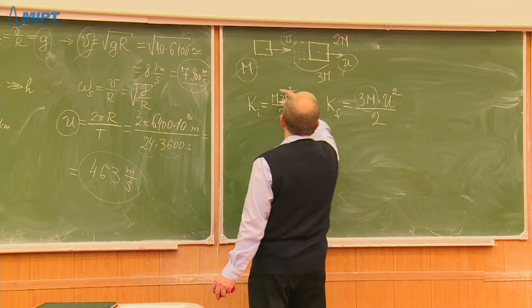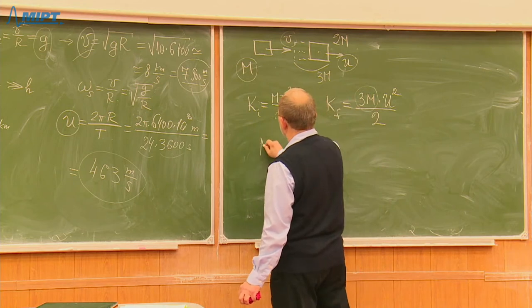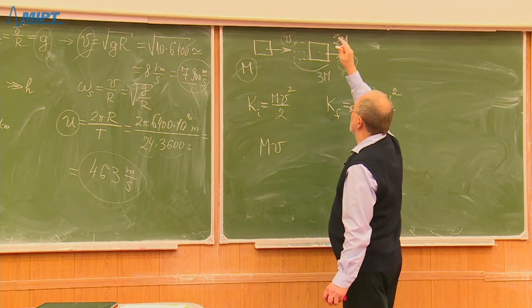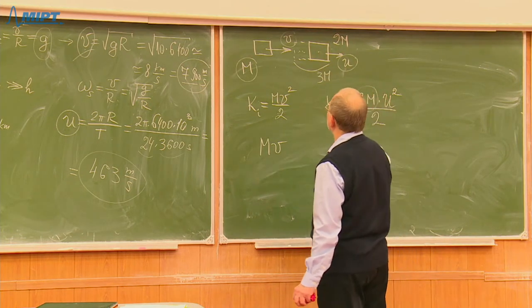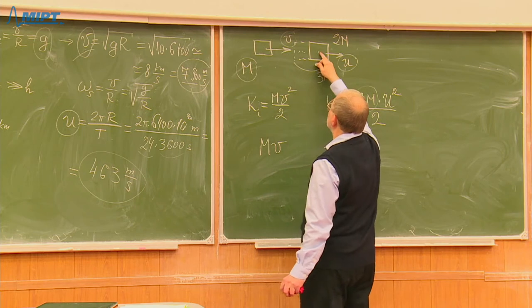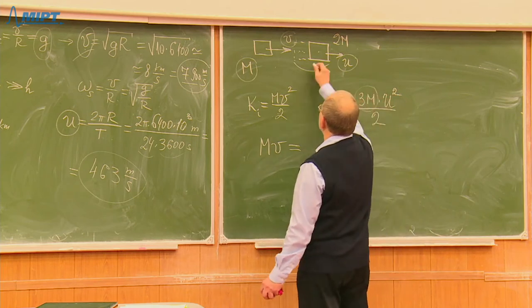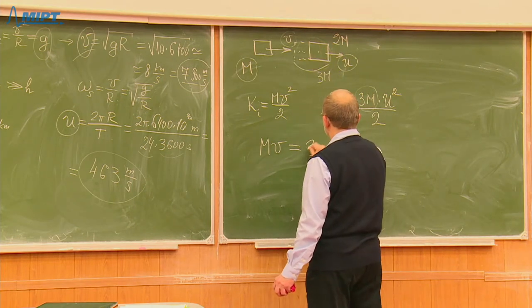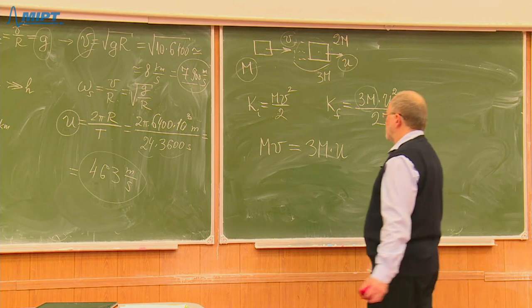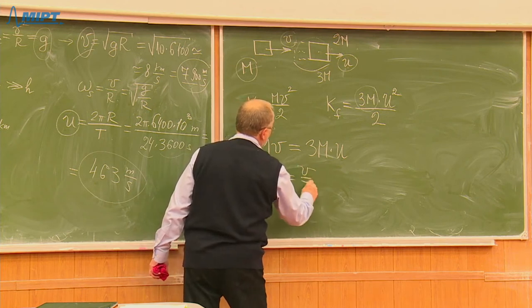So it says that the initial momentum of the system equals the final momentum after the collision. The initial momentum was the mass of the moving body times its velocity. The second body had zero velocity, so it will have no contribution to the initial momentum. The initial momentum consists only of the momentum of the first body. The momentum of the second body was zero because its velocity was zero. So the initial momentum equals the final momentum of the system of bodies. The final momentum will be defined by the total mass of the bodies, 3m, times the final velocity u of both bodies. From this equation, we can easily find the final velocity, which will be the initial velocity divided by 3.